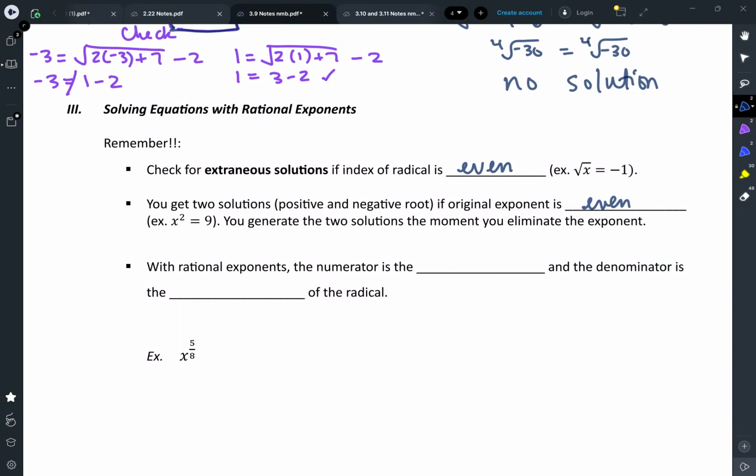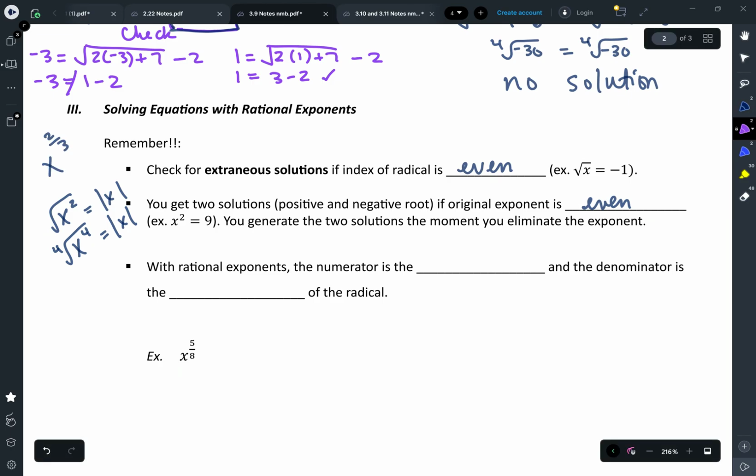So this is when we do our absolute value, right? If we have an x squared and we take a square root, we get an absolute value. If we have x to the fourth power and we take a fourth root, we get an absolute value. If I have x to the 2/3 power, our top number there is even. So when I get rid of that, I'm going to have an absolute value. So anytime we have an even power, absolute value afterward.